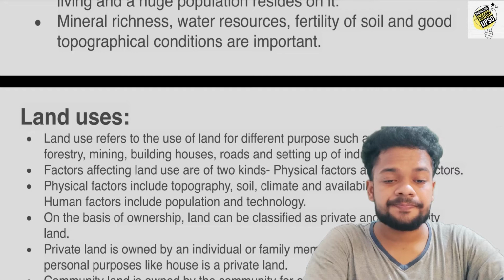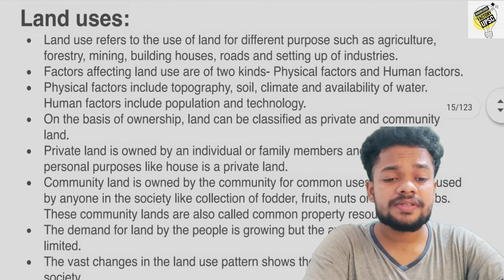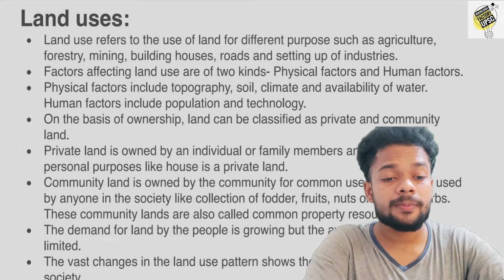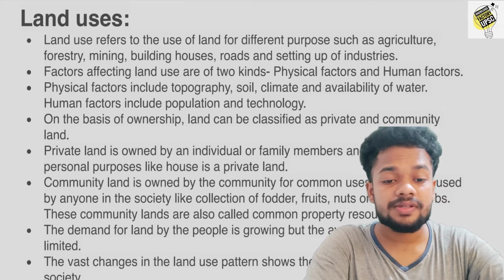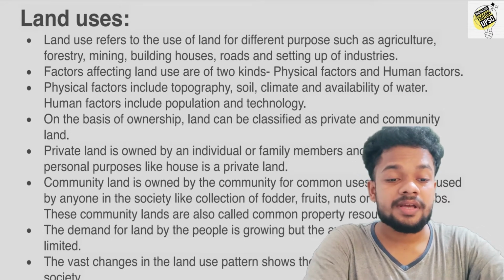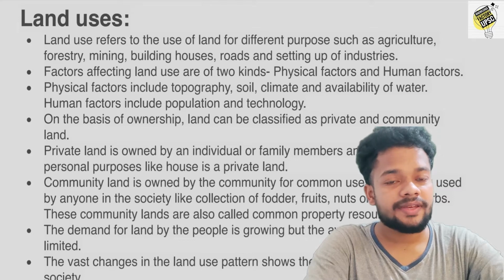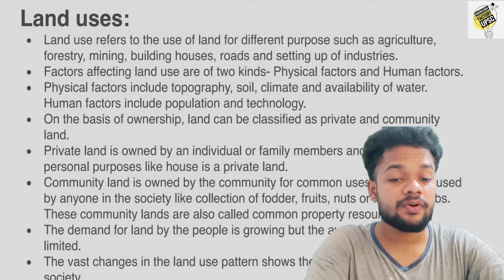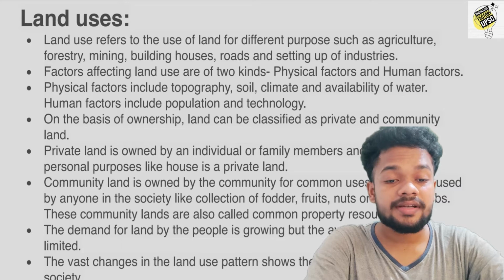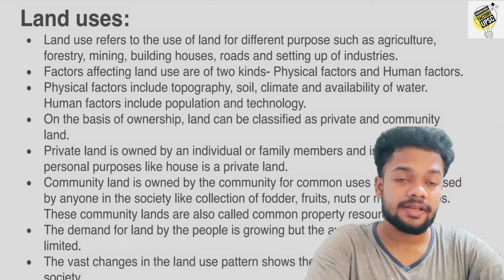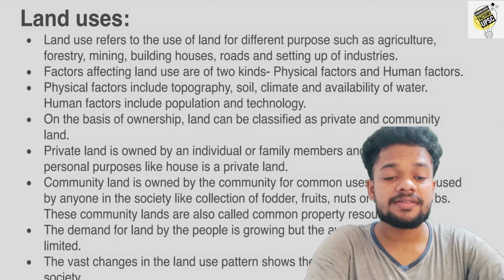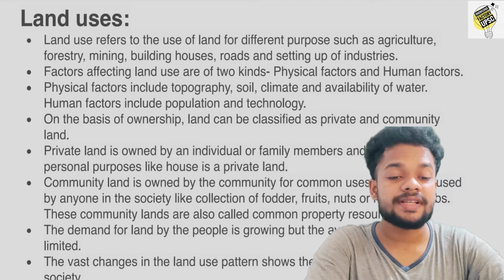Then land use. Land use refers to the use of land for different purposes such as agriculture, forestry, mining, building houses, roads and setting up of industries. So land is mainly used for forestry, mining, agriculture, building houses, etc. The factors affecting land use are of two kinds: physical factors and human factors. The physical factors include topography of the soil, climate and availability of water. The human factors include population and technology.